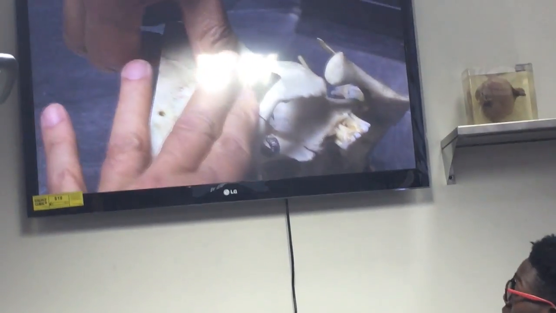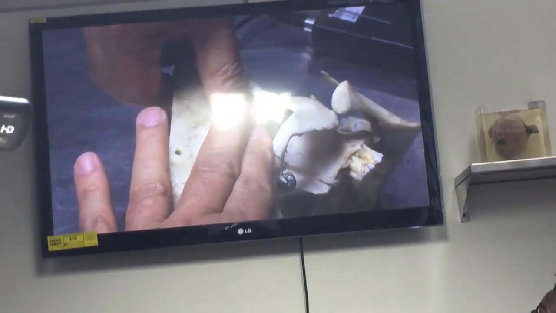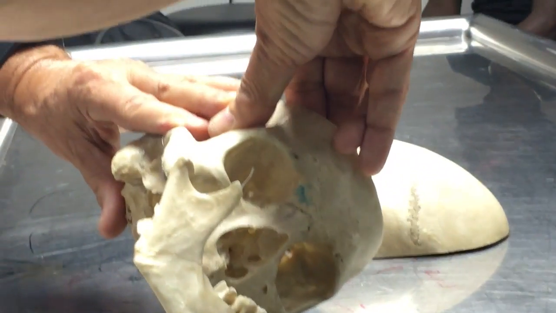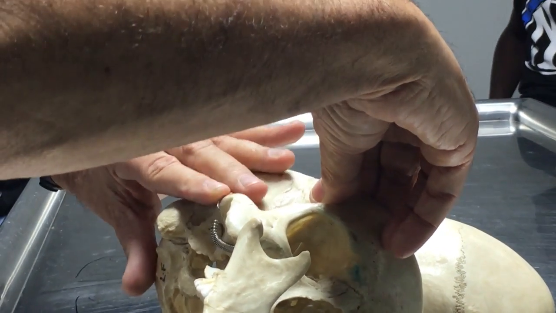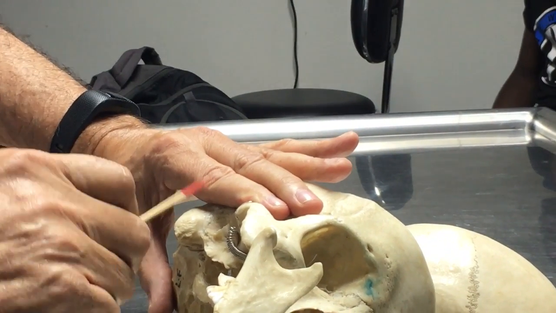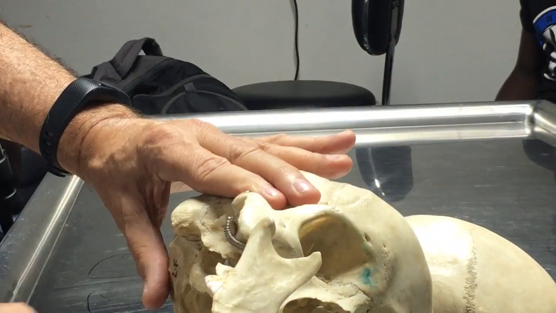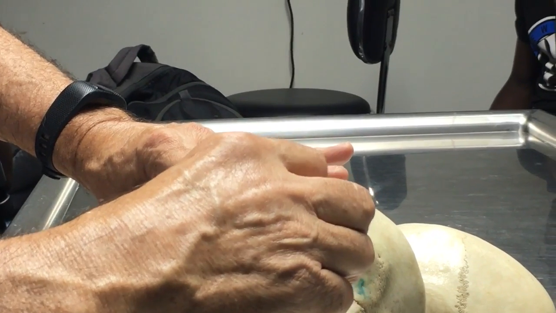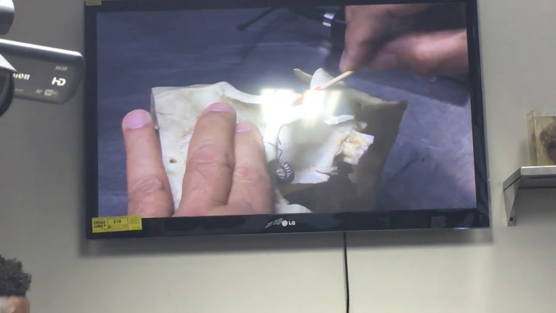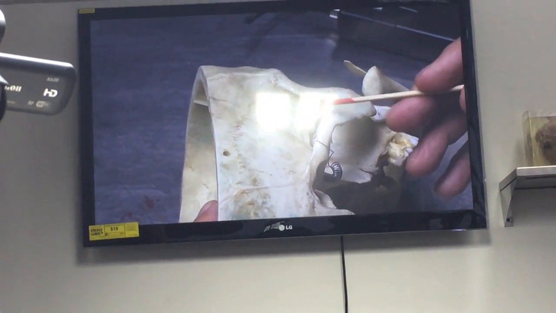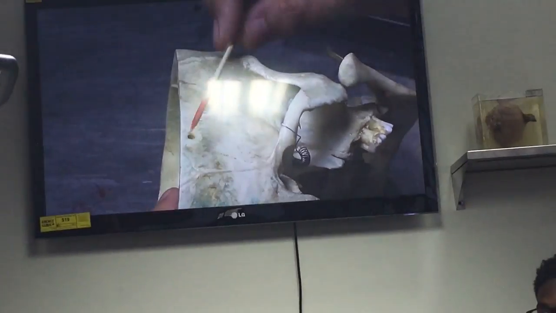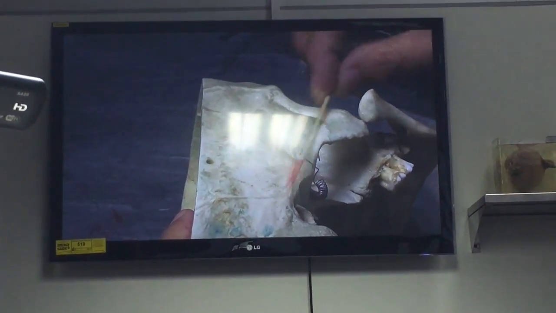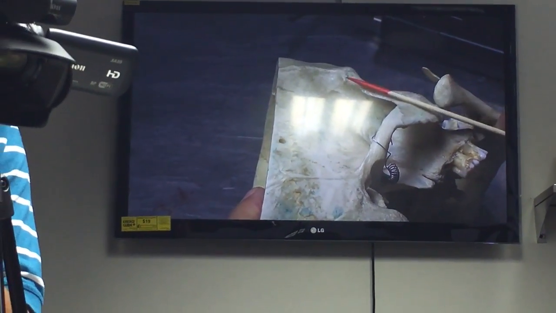So one finger breadth, or one thumb's breadth, behind the frontal process of the zygoma, and two fingers breadth above the arch. And if I remember, it's 4 by 3 centimeters. 4 centimeters superior to the zygomatic arch, and 3 centimeters behind here.